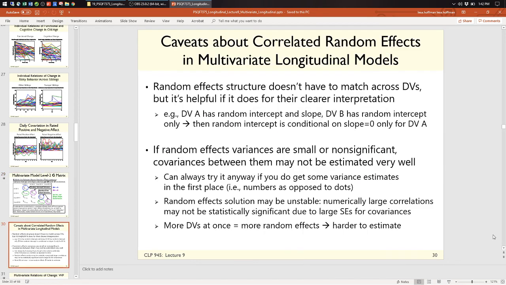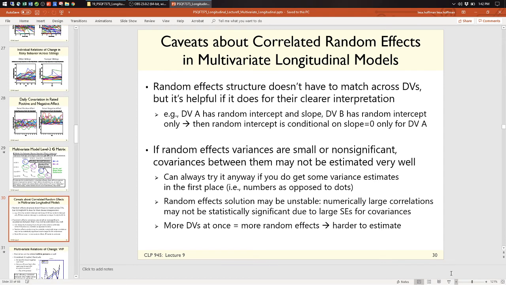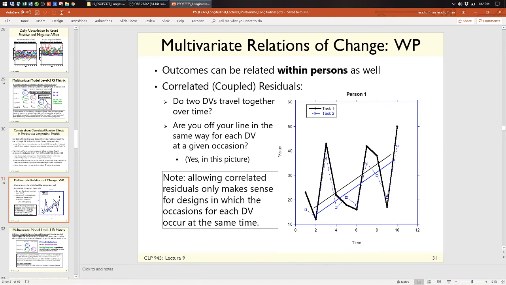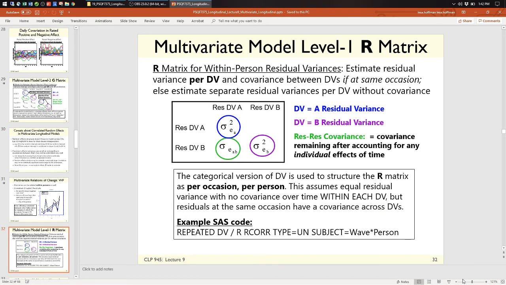Then the R matrix would look like, hang on, come back. Come on. There, that one. The R matrix used to be occasion by occasion. Because we've defined it as within an occasion, now it's just across the two DVs. And so we use it to be unstructured so that each DV gets a separate residual variance and we get their covariance between. And then we can ask for R core to convert this covariance into a correlation.